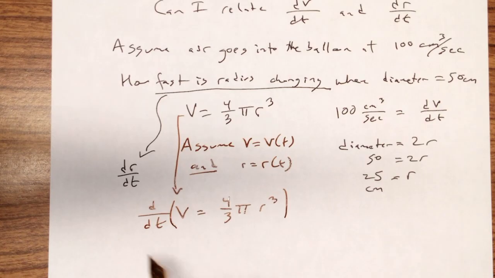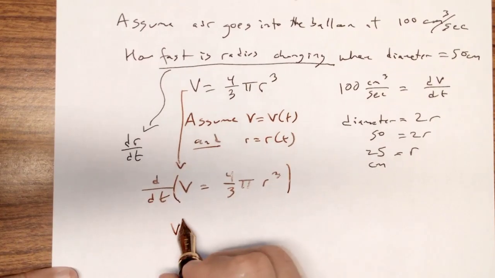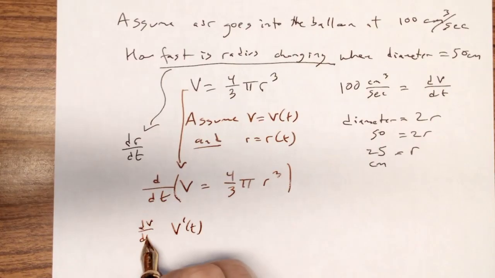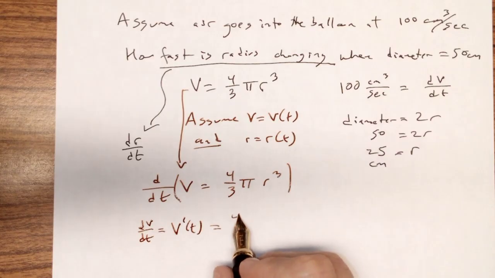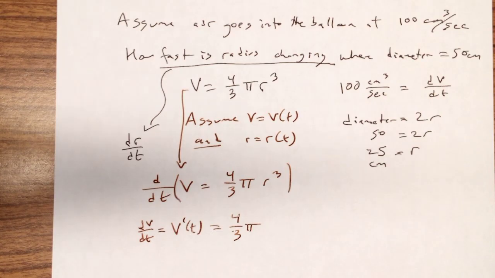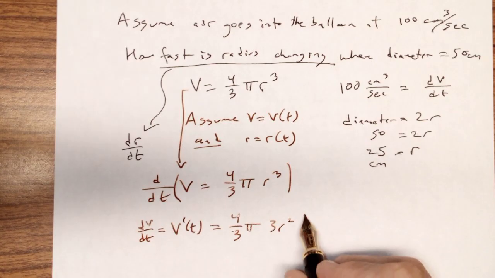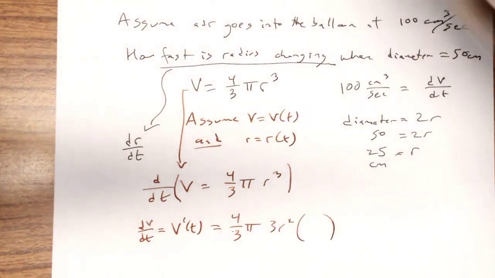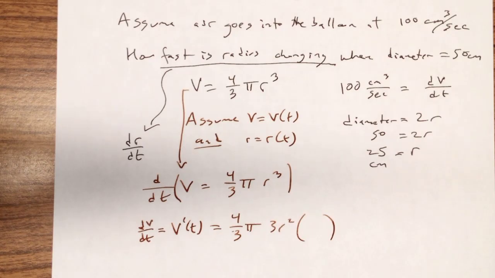Oh, wait a minute. Derivative of V with respect to time. Well, that's V prime of t. Or if you'd rather, dV dt. And over here, 4/3 and pi, those are just numbers. Constants being multiplied, stay out front. What's the derivative of r cubed? There should be a chorus. I'm not here to hear it. 3r squared. But wait, there's more. What more? The what more is dr dt, or r prime.